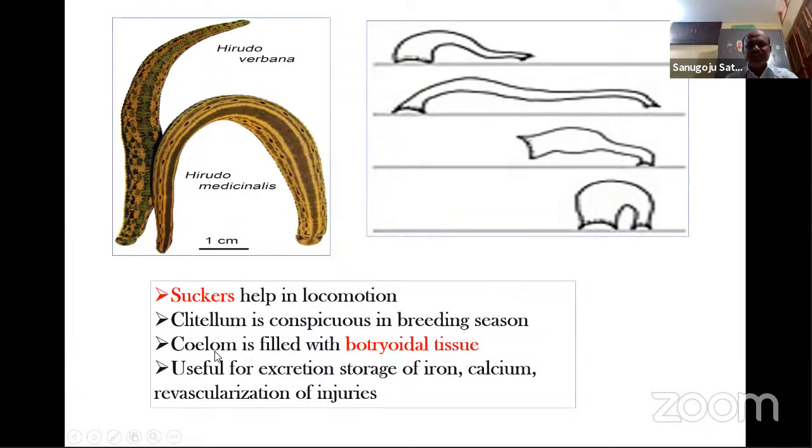The coelom is fully filled with botryoidal tissue. Botryoidal tissue is a bunch of tissue which is present in the coelomic fluid. This is the gray branch-like structure, the botryoidal tissue, which is useful for excretion, storage of iron and calcium, and revascularization of injuries.